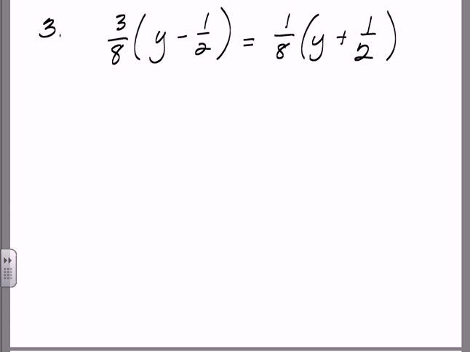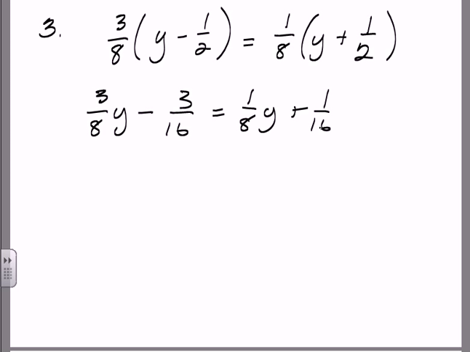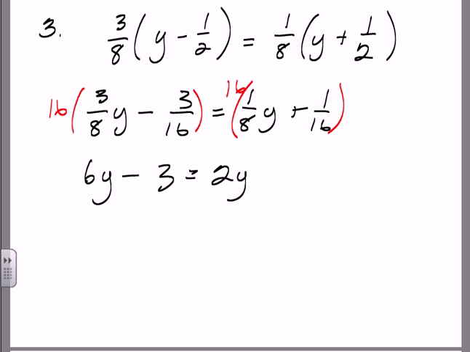Okay, we do have parentheses. We did this problem before, so I'm going to clear those parentheses first. 3/8 y minus 3/16 equals 1/8 y plus 1/16. We want to get rid of those fractions. The LCD would be 16. Multiply both sides by 16. Result would be 6y minus 3 equals 2y plus 1.